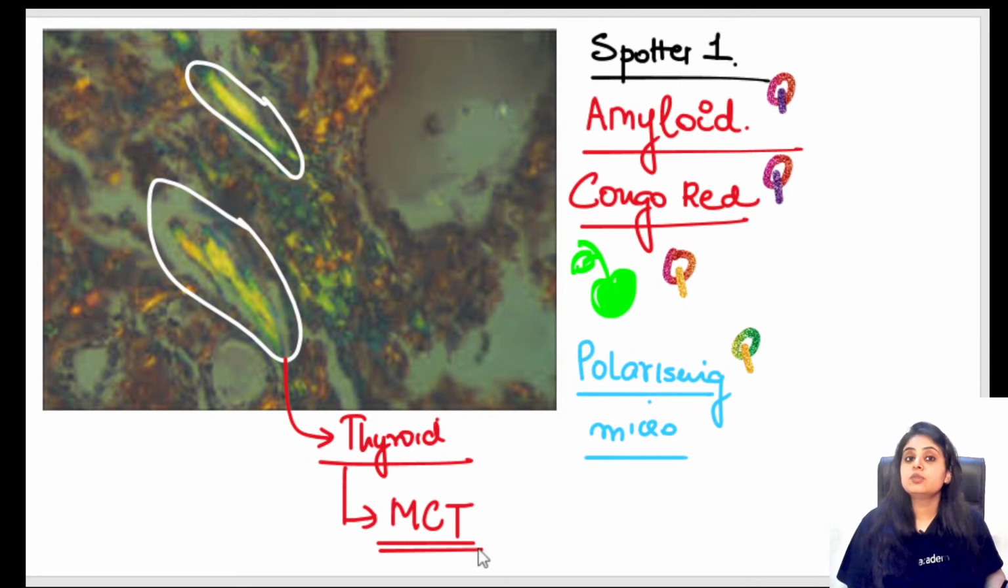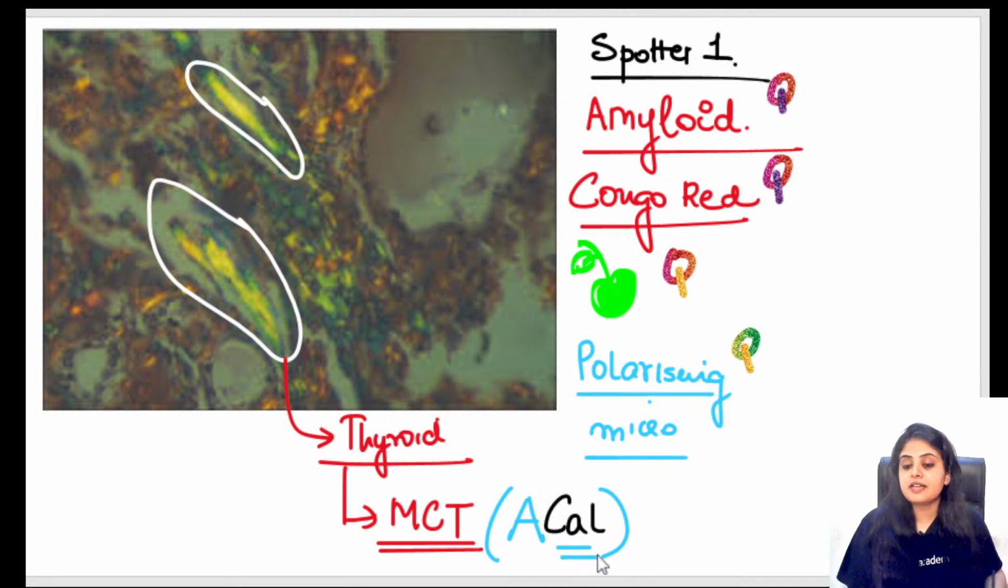Perfect. So if I ask you the next question, students who have read the course earlier: medullary carcinoma thyroid shows you which kind of amyloid? What is the name of the amyloid that it shows you? And the answer to that is ACAL. The kind of amyloid shown by medullary carcinoma thyroid is ACAL.